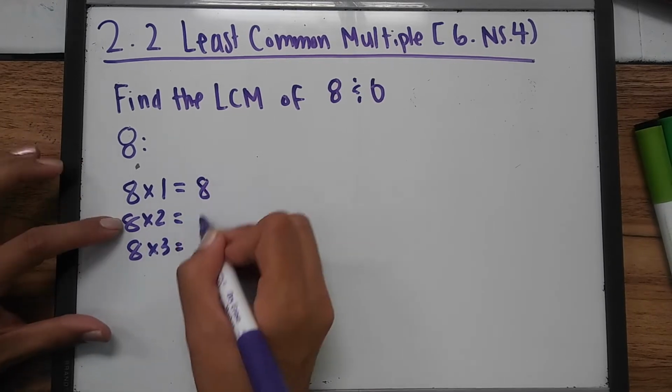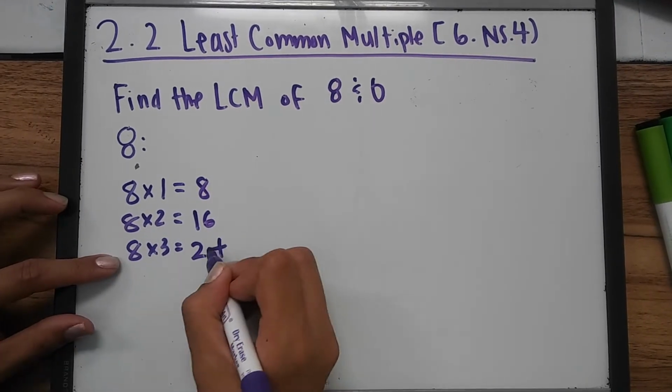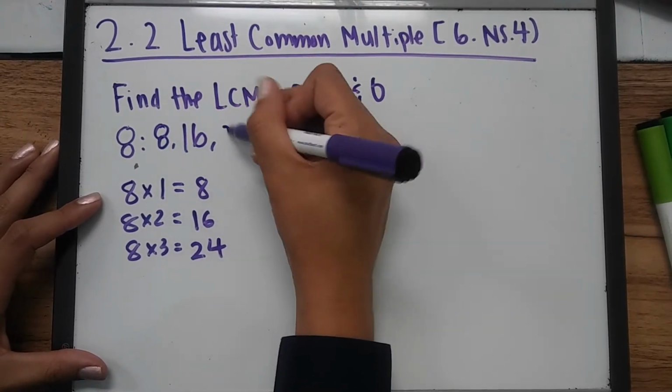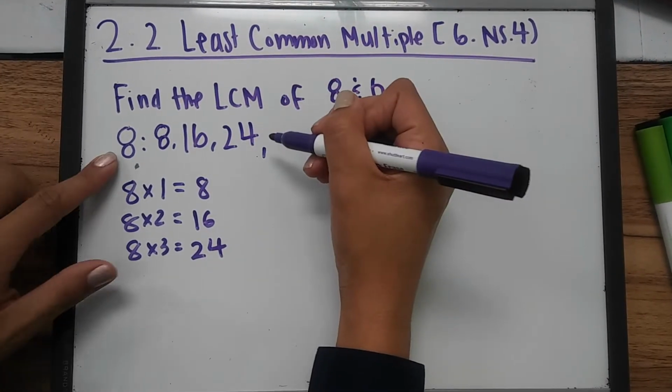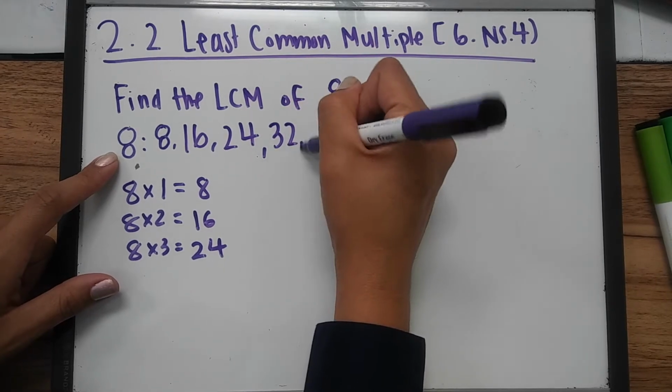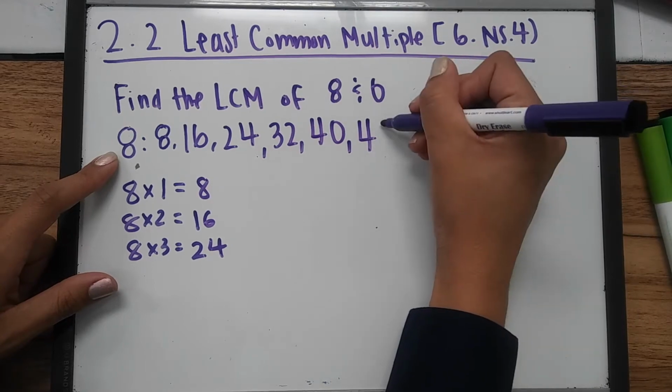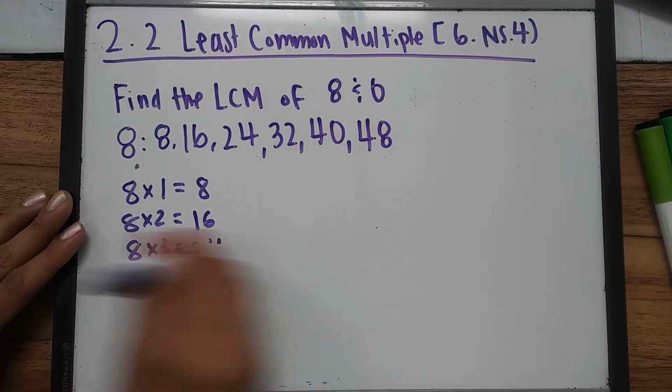8 times 1 is 8, times 2 is 16, times 3 is 24. That's what I'm going to be listing, the multiples. So I'm going to have 8, 16, 24. 8 times 4 is 32. 8 times 5 is 40, right? And then times 6 is 48. And I'm going to stop right there.